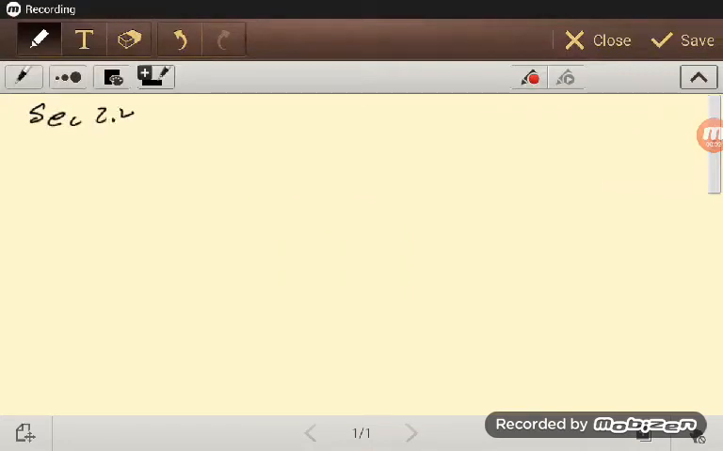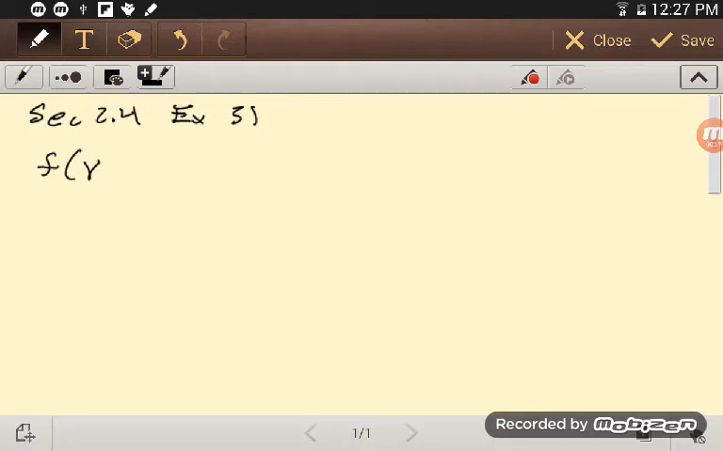Section 2.4, exercise 31, I think. Yeah, 31. And why they go exactly with a nu, that looks like the Greek letter nu as opposed to a V. Maybe it's a V. Let me see. I don't know. I think it's a Greek letter nu, but could be a V.